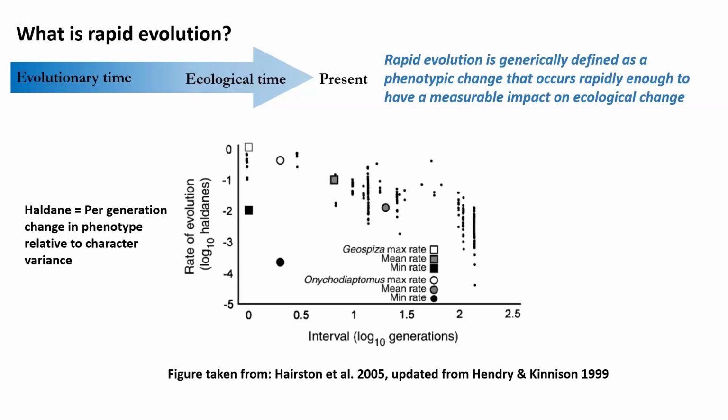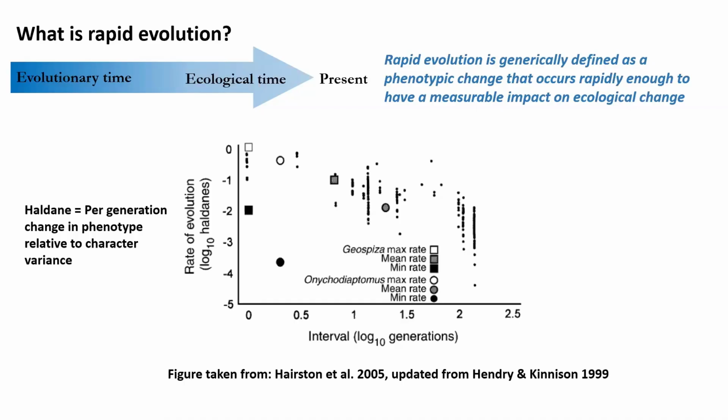So we measure phenotypic change in terms of Haldanes. That's the per generation change in phenotype relative to the variance in that trait. And we can do it in generation times, and this is showing you log generation times. This is the figure from Hairston et al. What they did was develop some evidence for rapid evolution and defined it as those cases that were occurring in log 1 or less of generation time.